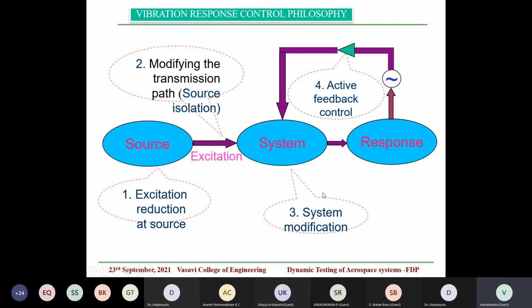I'll just give a few examples where we have done source isolation and where we have done system modification, because excitation reduction is not possible in aerospace, but in other industries, yes, excitation reduction can be possible. For example, the automobile industry. If the input from the engine is coming to the chassis, we can modify the chassis or change the engine transmission path.